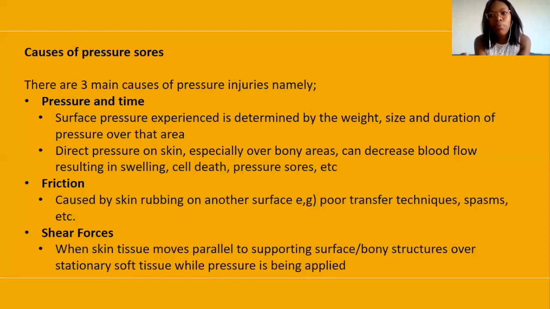But at the same time, if you're skin and bone with no layer of tissue to protect you, you are still at risk as well. So your weight matters, depending on how extreme it is: is it big or is it very small, and not in between? With direct pressure on the skin, especially over the bony areas, you decrease the blood supply to that area, and then you have swelling, cell death, and then a pressure sore.